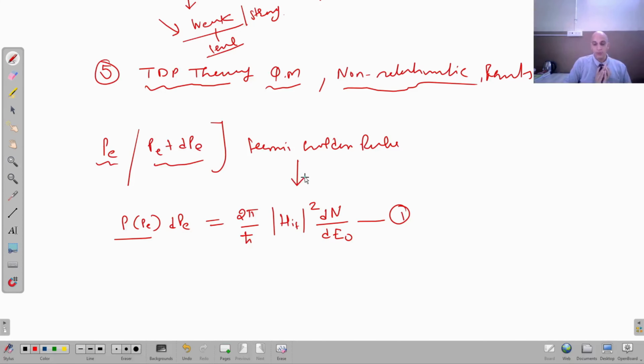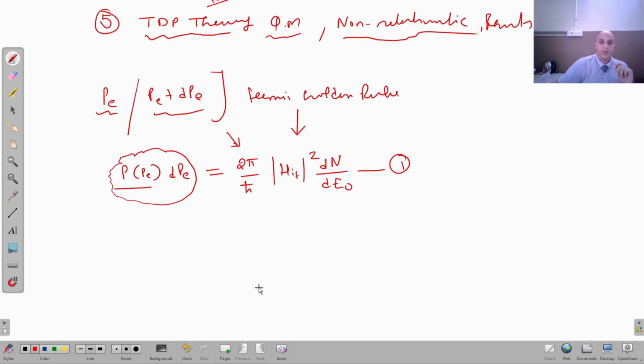This Fermi Golden Rule, taken from quantum mechanics, tells us the probability that an electron having momentum in the range of PE to PE plus dPE is emitted per unit time. So this equation tells us the rate of emission of electrons having momentum between PE and PE plus dPE per unit time.